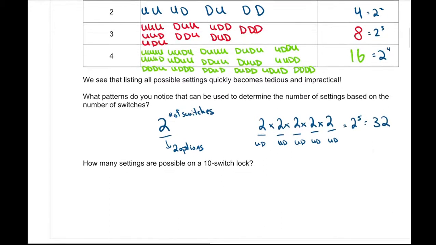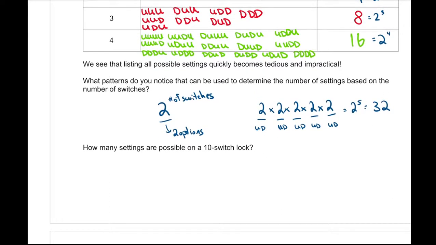So how many possible settings are there for a 10 switch lock? Well, you do the same thing that we just did. There's 2 options for each switch, up and down, to the power of 10, because we have 10 switches. So it's going to be up, down for the first one, multiplied by up, down for the second one, and so on. So this would work out to 1,024 possible settings.